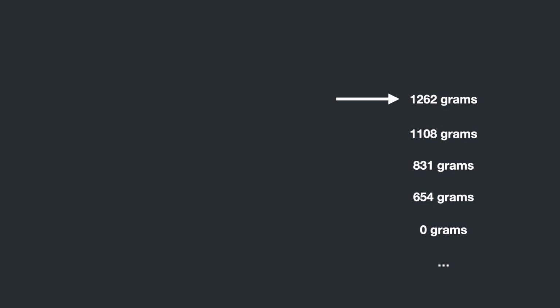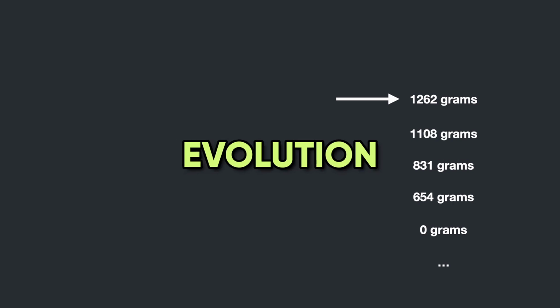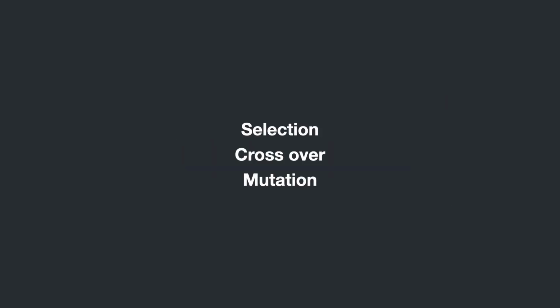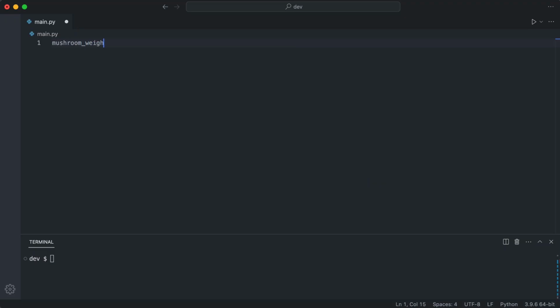To make it perfect, the genetic algorithm performs its second important task, evolution. Evolution has 3 steps: selection, crossover, and mutation. But before I explain how that works, I will create the code for everything you have seen so far. Kira starts by adding all the mushroom weights in a list. She initializes the population.